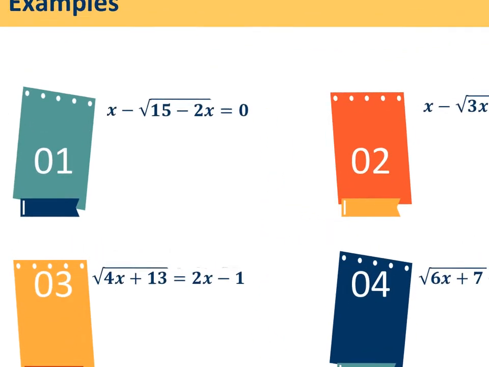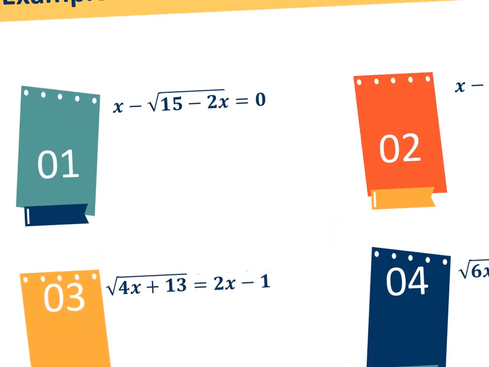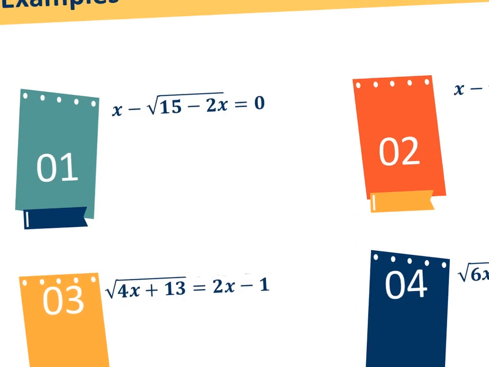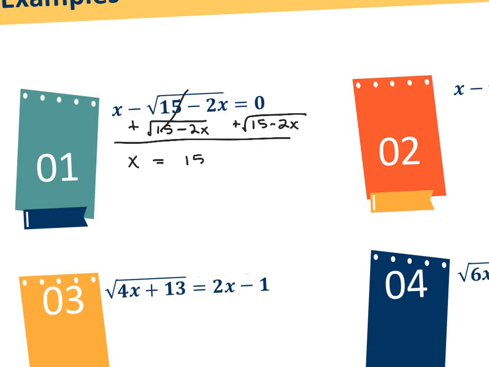So here's my first example, number 1. Step number 1, isolate the radical. So I need to move the square root and leave it either on the left or the right side. So I'm going to go ahead and add the square root of 15 minus 2x to the right side. It's gone from the left, and now I have it isolated. So now I have x equals the square root of 15 minus 2x, and that's still under the square root.